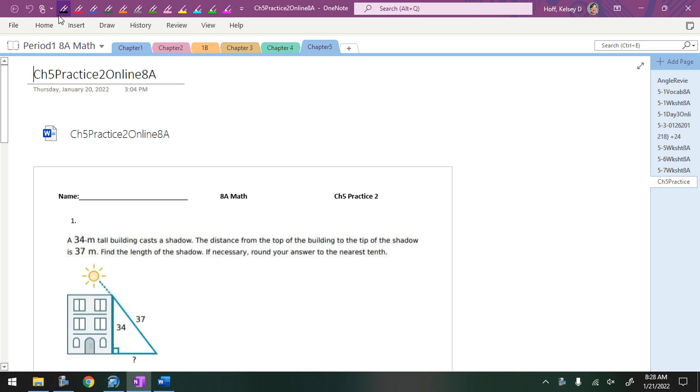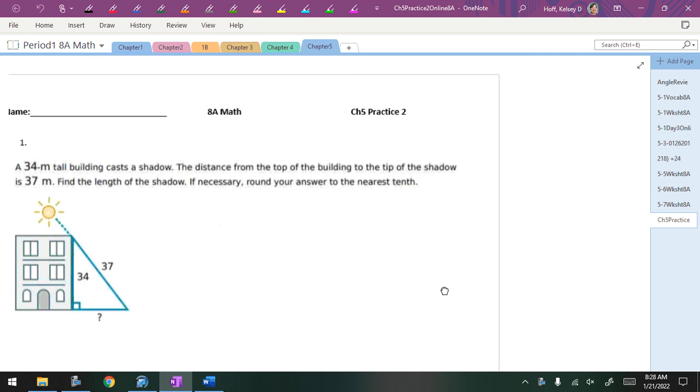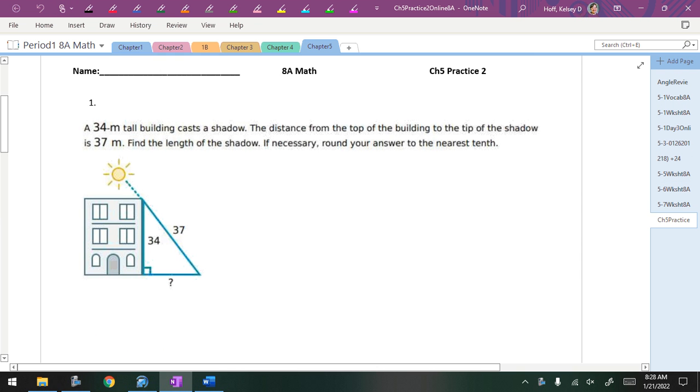The distance from the top of the building to the top tip of the shadow is 37 meters. Find the length of the shadow. If necessary, round your answer to the nearest tenth. What do you notice about that triangle? It's 90 degrees. Very good, Liana. It shows 90 degrees right there in the corner.